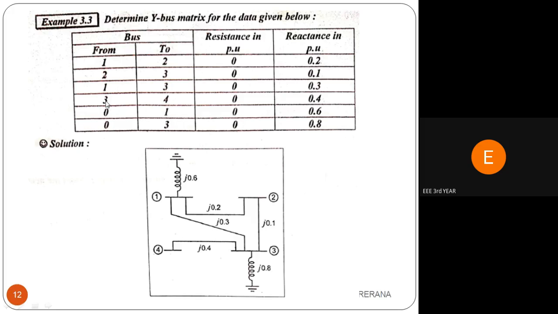And consider the fourth line, that is bus number 3 is connected with the fourth bus. So bus number 3 is connected with the fourth bus and consider the impedance as J 0.4.